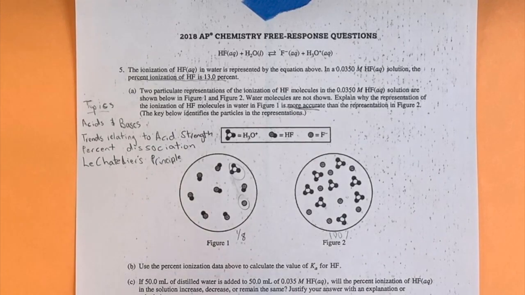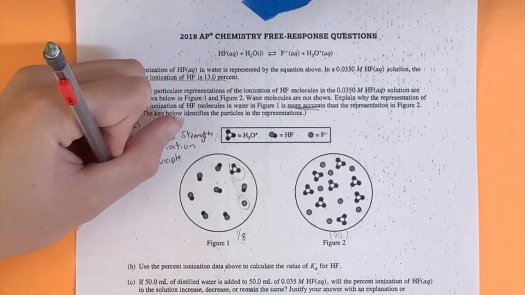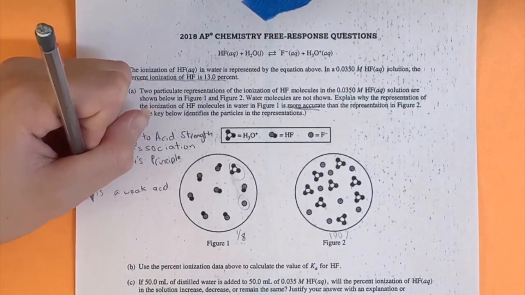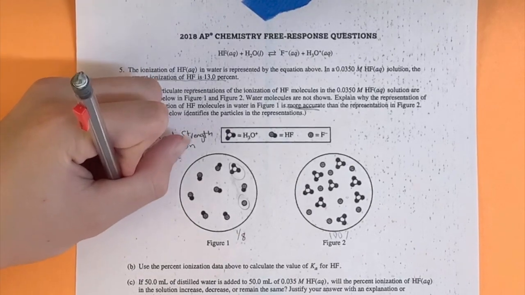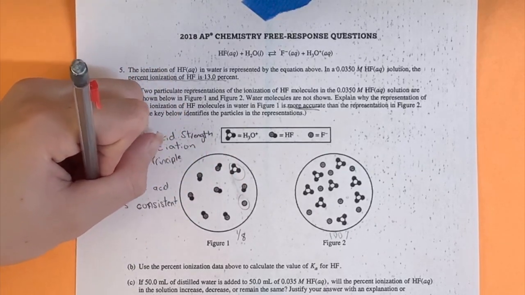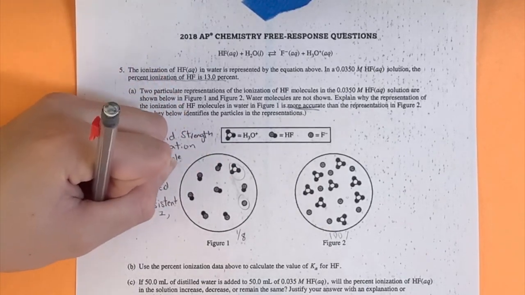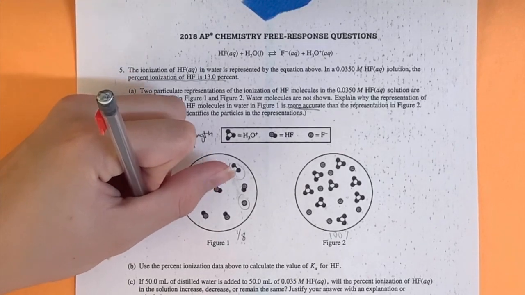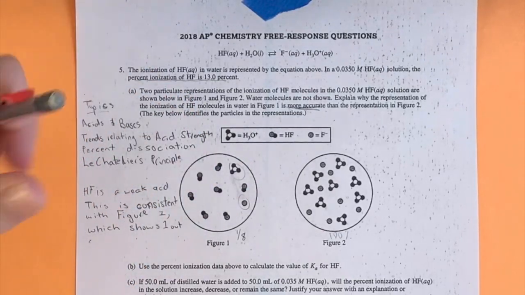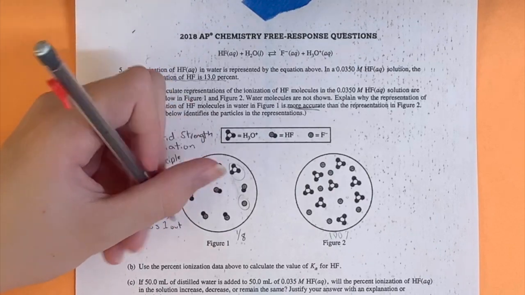So you could say HF is a weak acid. This is consistent with figure 1, which shows 1 out of 8 HFs ionized.